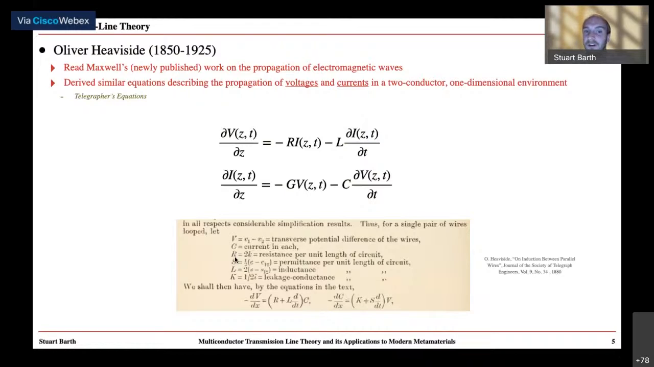he derived similar equations to Maxwell describing the propagation of electromagnetic waves, but he cast them in terms of voltages and currents inside of a two-conductor, one-dimensional system. And these today are what we call the telegraphers' equations in his honor. And as you can see, the modern form of the telegraphers' equations at the top is actually very similar in form to his original equations that you can see at the bottom. So really not much has changed, some minor notation, but his work was pivotal in establishing what we use today.